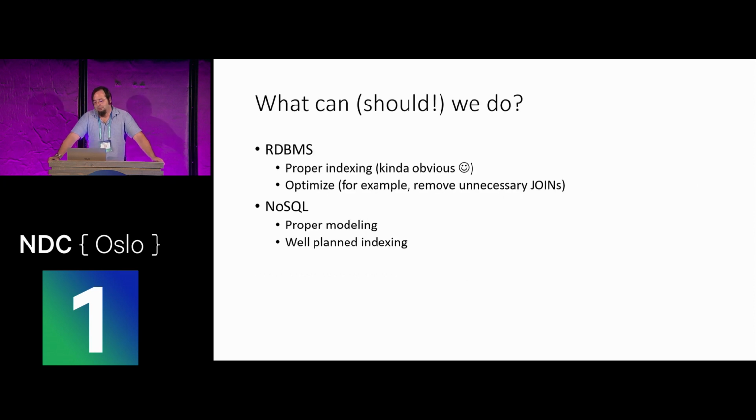So what can we do about it? Usually, the best thing to do is proper indexing. In relational databases it's more understandable what we should do, because they are more prevalent. We should properly set up indexes, we should optimize queries, we should not do any unnecessary joins.